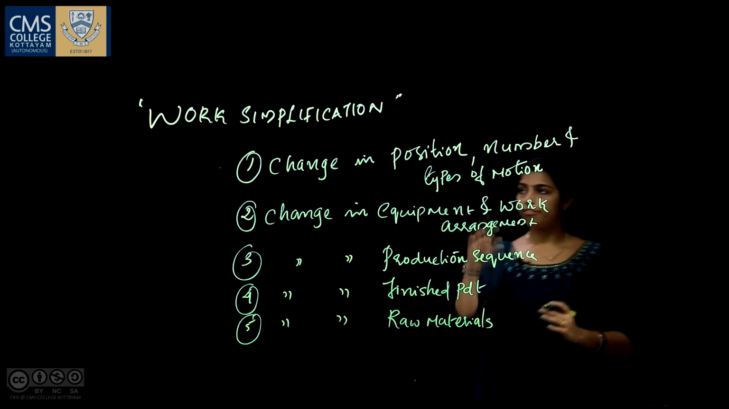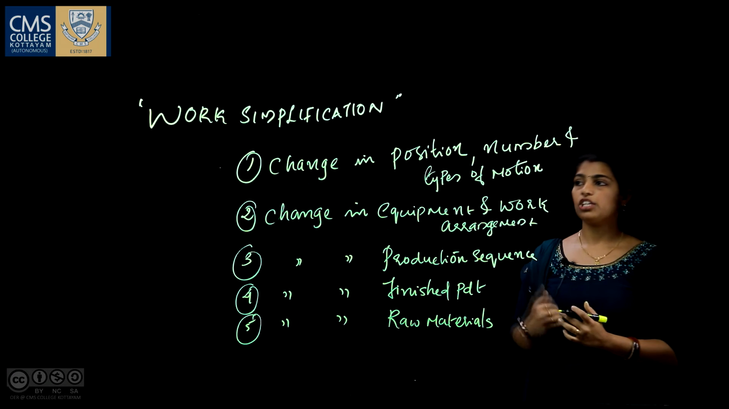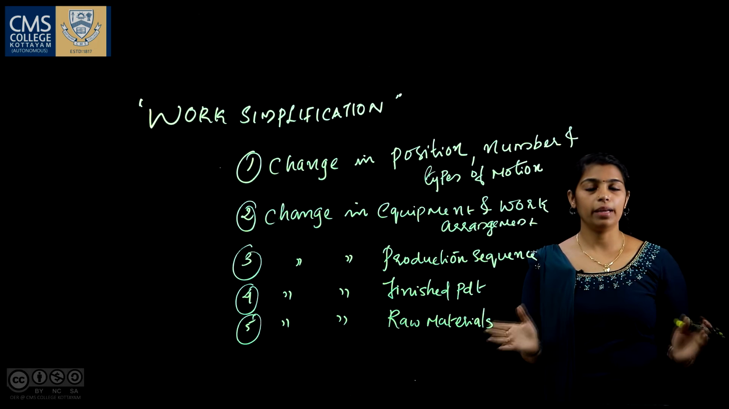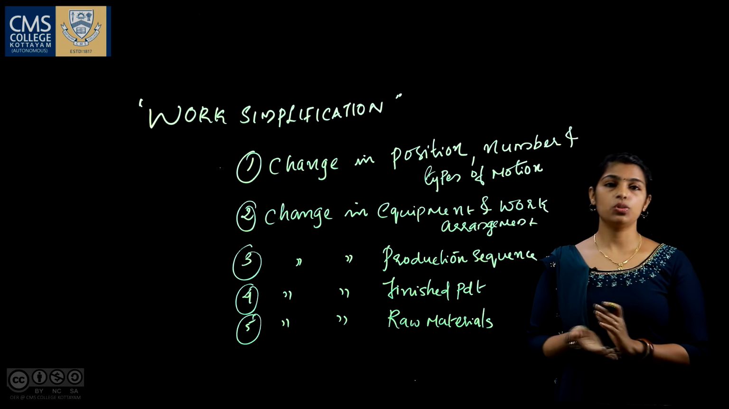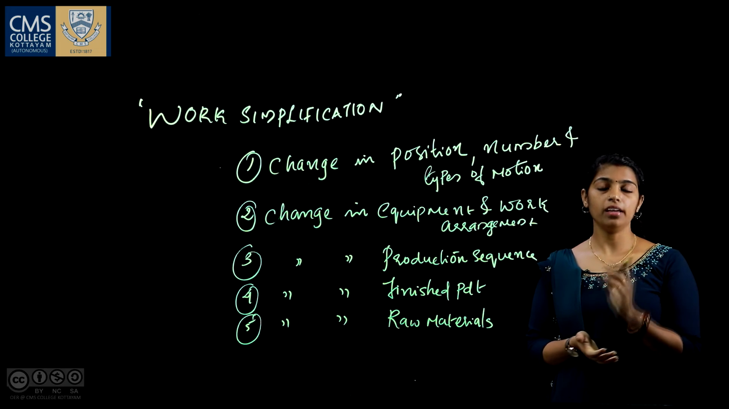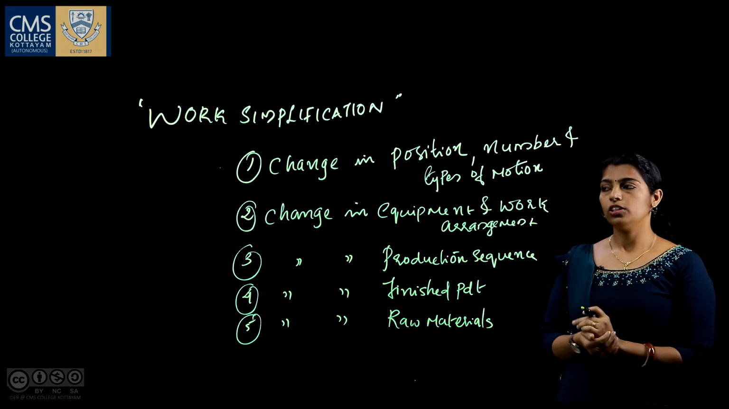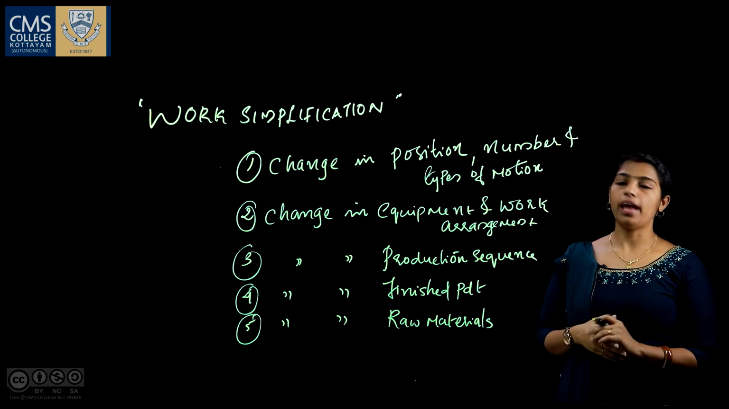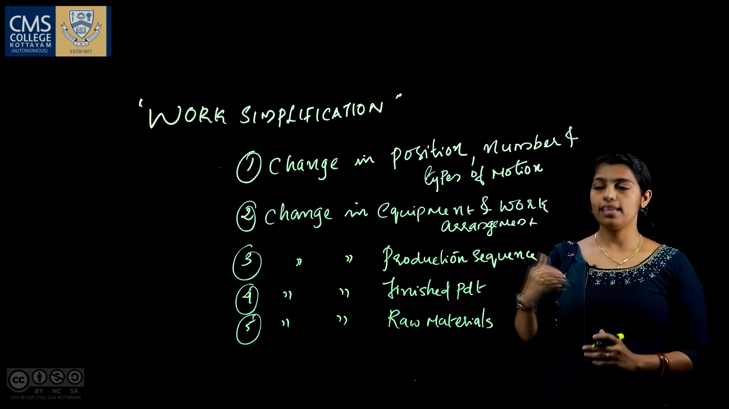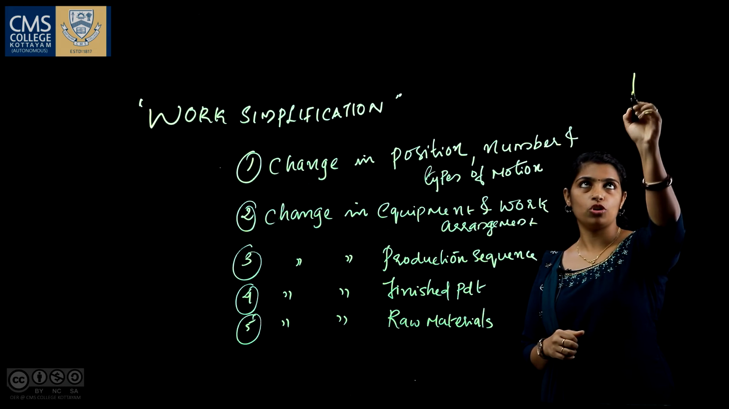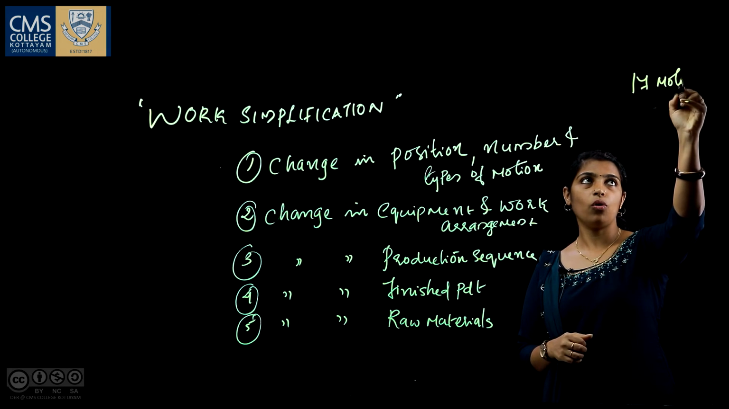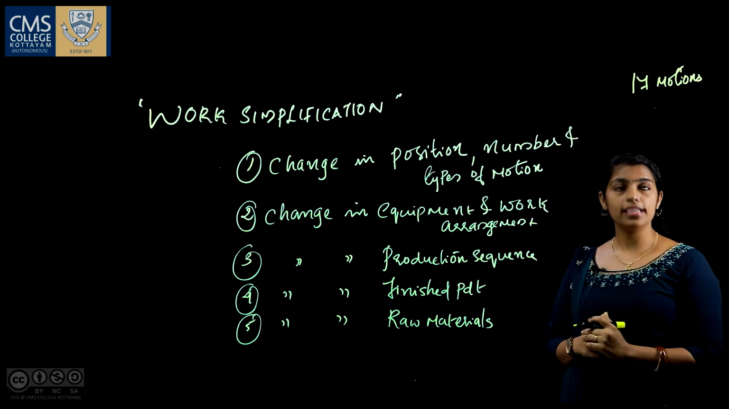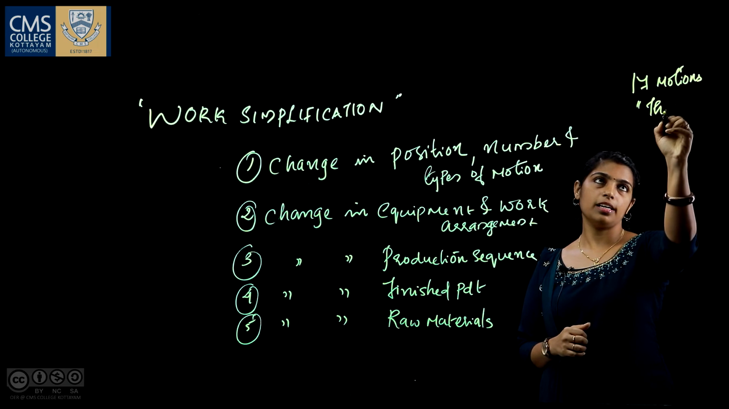Okay, these are the 5 different levels of classification of motion by Dr. Marvin Mundel, and he says that without any laboratory procedures, these methods are good enough to identify how to simplify a job. So, we will move on to the first level, that is change in position, number and types of motion. He says that there are about 17 motions that knowingly or unknowingly happen in the body when work is done, and these motions can be called therbligs.